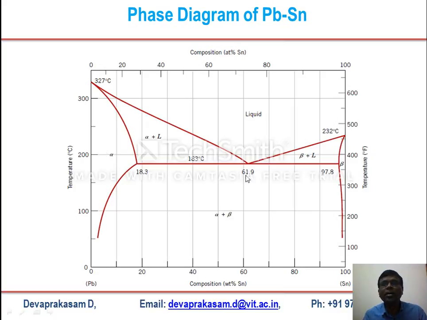If you cool it down below 183 Celsius, that horizontal line, then it will come down to alpha plus beta, which is a solid phase. So when you look at the phase diagram, there are various phases present depending on the composition of tin, and also depending on the temperature. You will come across various phases.